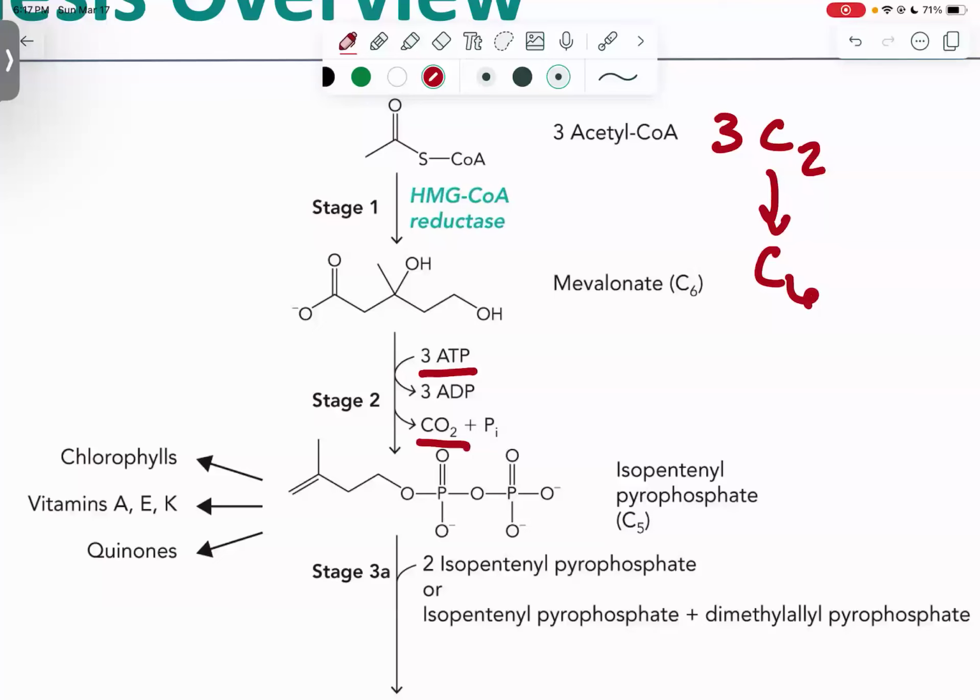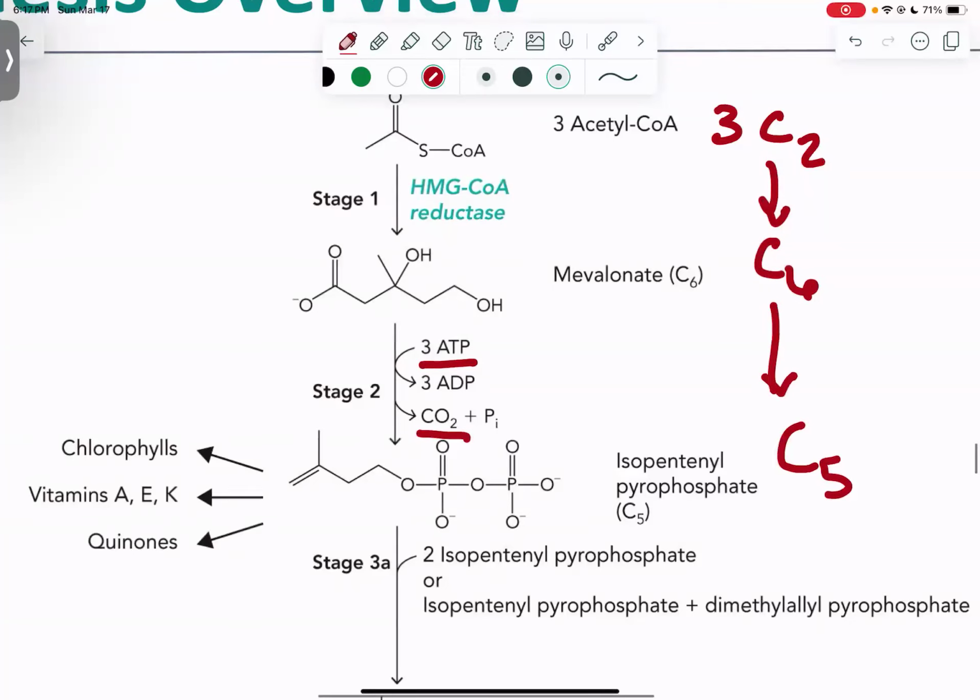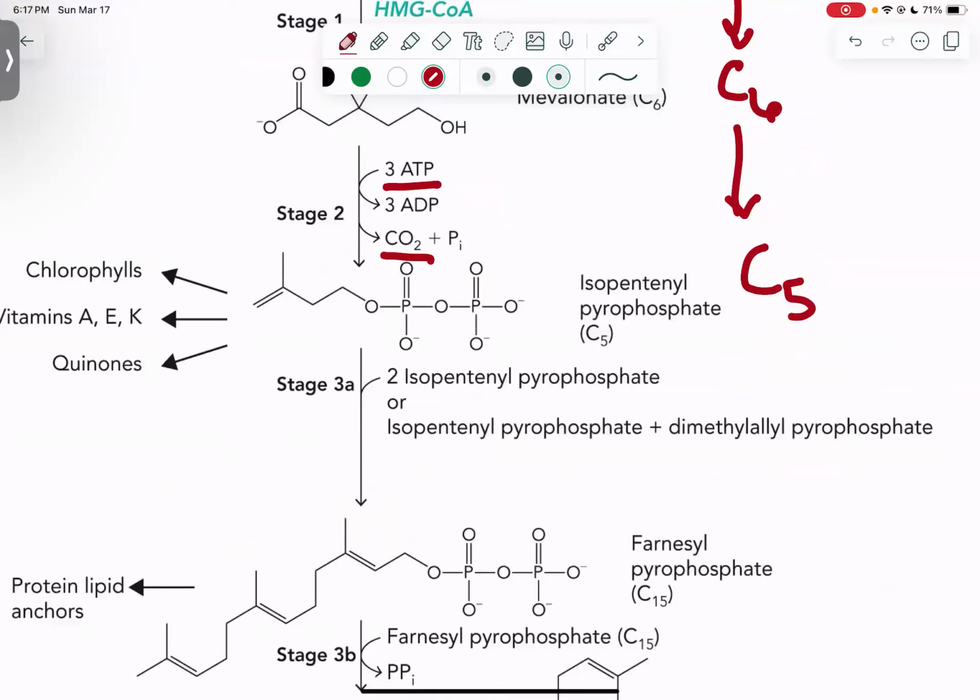With our intermediate that can be shunted off to go and make vitamins or do whatever needs to be done, right? Okay, so we decarboxylated, and so we're now at a C5, right? The isopentenyl pyrophosphate. Now, we're going to add another 2 isopentenyl pyrophosphates.